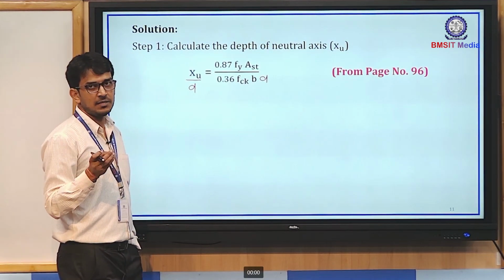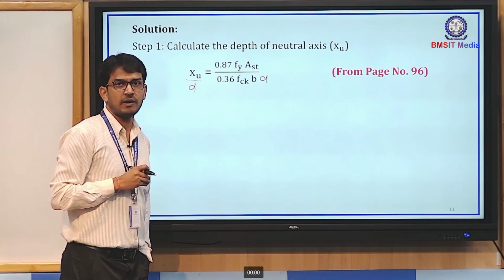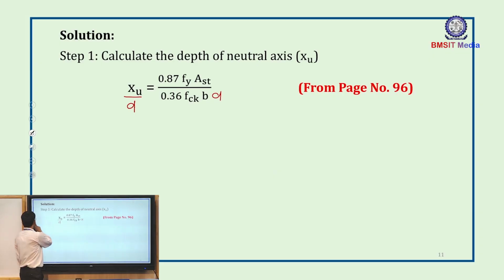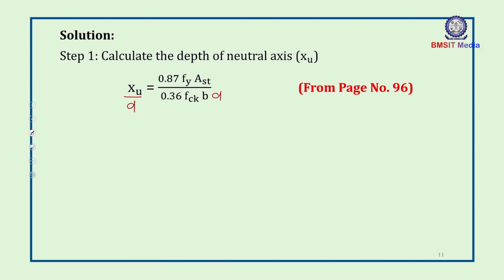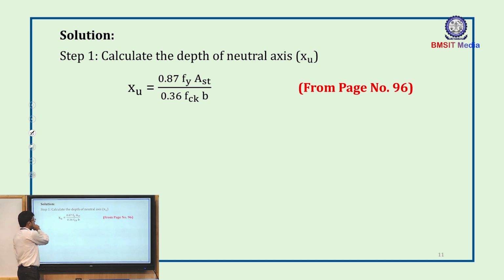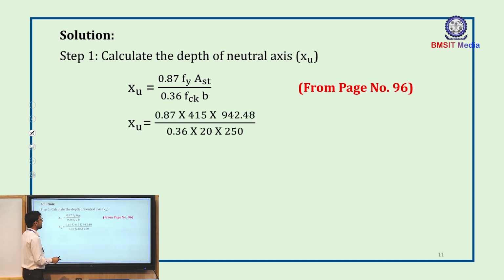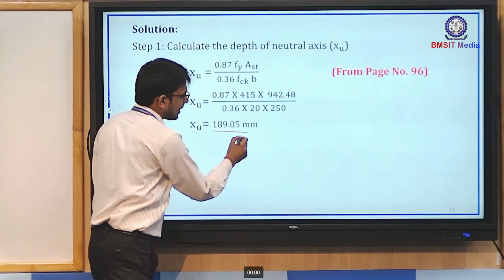Okay, so type of section means under reinforced, balanced section or over reinforced section. In this case there is no need, directly we can easily calculate the xu here, because they have asked us to calculate. So now directly we will write the values. All the values we already have: fy, Ast, fck, b. So we will write it, and we are getting the value, that is 189.05.